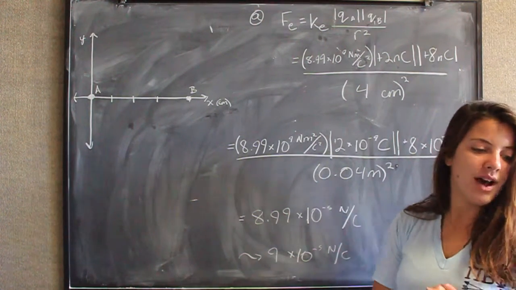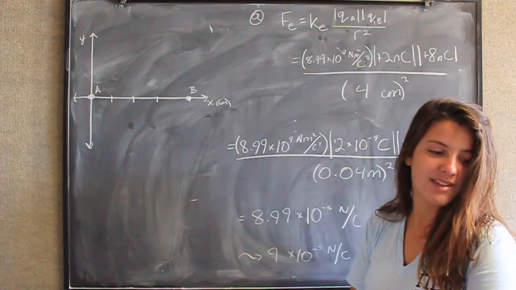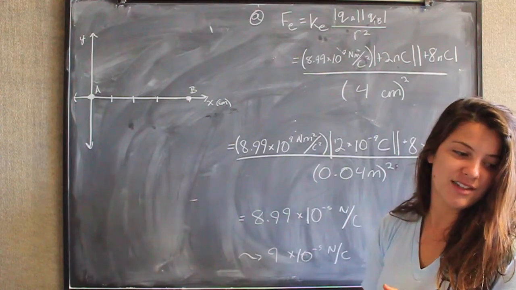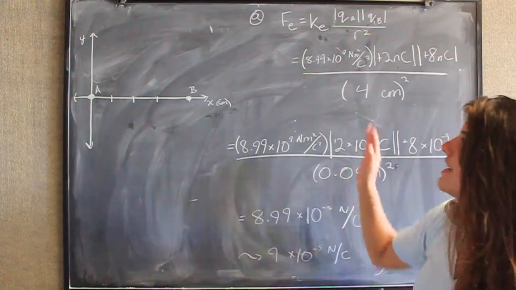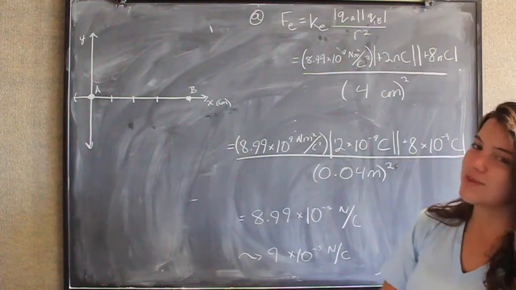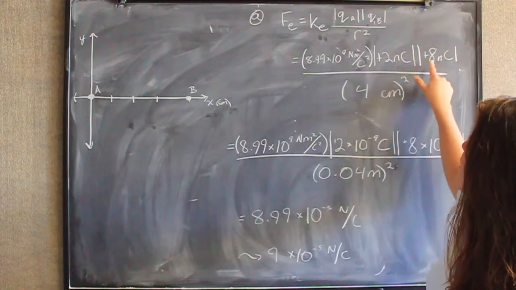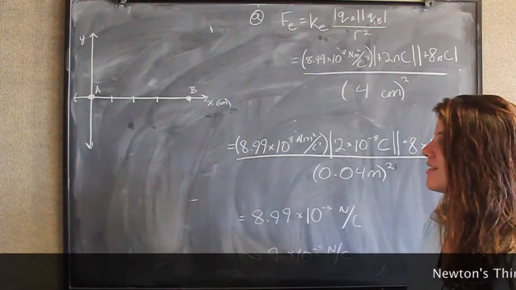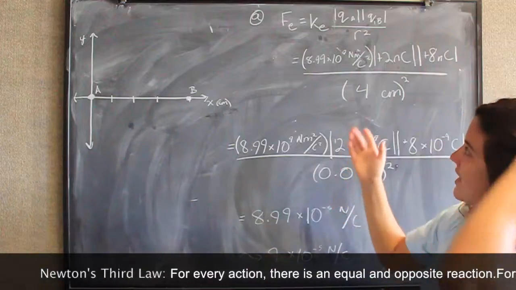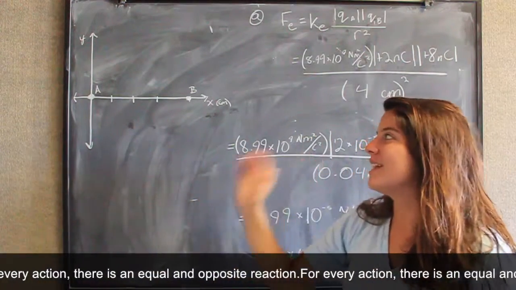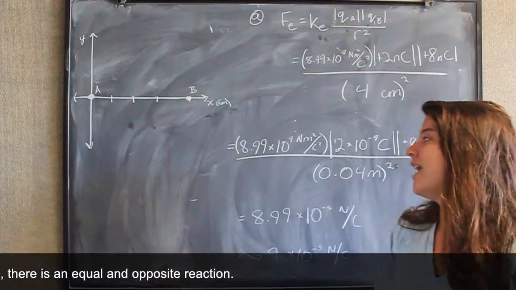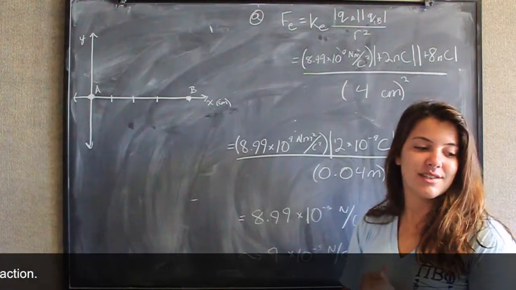And then the second part of the question asks for the electric force that the plus 8 charge exerts on the plus 2 charge. It's exactly the same thing because of the commutative property of multiplication. So basically if you flip these, they're going to be the same answer. It's just the direction that changes. So for the force that A exerts on B, it's to the right, and for the force that B exerts on A, it's to the left. And this has to do with Newton's third law.